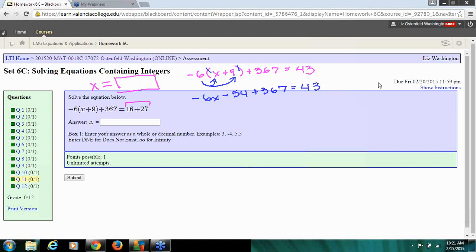Now again, before I start solving, I need to combine like terms as much as possible. So now I have negative 54 and a positive 367. Now since they have different signs, my 54 is negative and my 367 is positive, I'm actually going to subtract these and get 313. And I'm going to take the sign of the highest number, which is positive, and then I'm going to bring down everything else that I did not use yet. Okay?